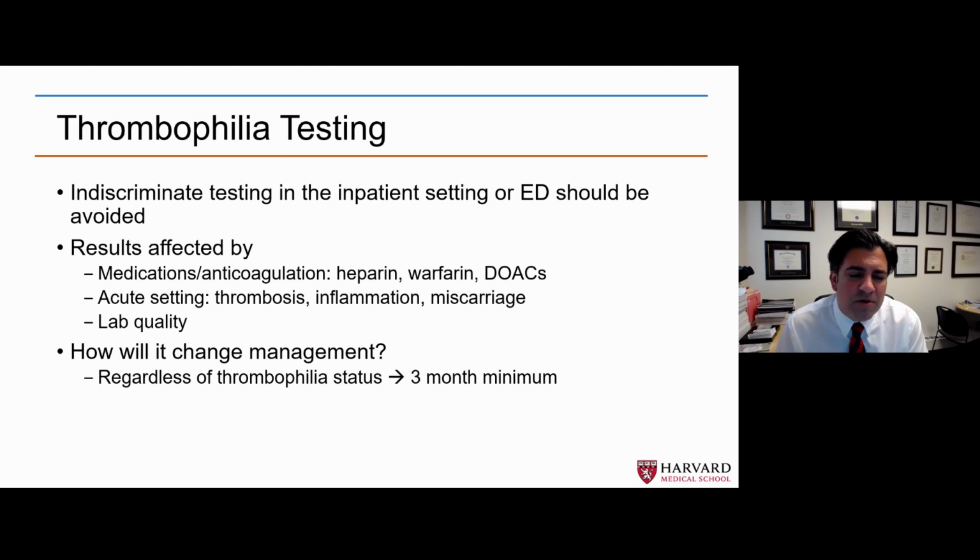It's also important to think about how it's going to change management. If I tell you somebody has factor V Leiden on day 5 of their acute thrombosis, is it going to change your acute management? Well, you're still going to treat that patient for a minimum of 3 months. So knowing at day 5 versus after day 90, once you've made a full assessment of family history, rarely ever changes your clinical management.